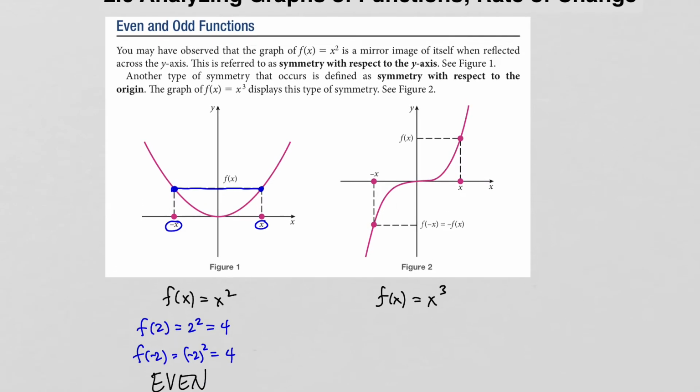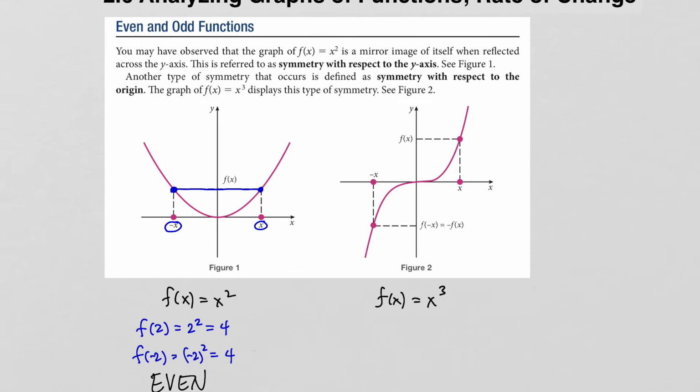For the other function, f of x is equal to x cubed, you have a different kind of symmetry. When you plug in a positive value of x, such as this value here, you will get a particular y value. And when you plug in the opposite of that value of x, you will get the opposite of that y value. So the symmetry here is that if you draw a line directly from one point to the other, you'll notice that it will always go through the origin.